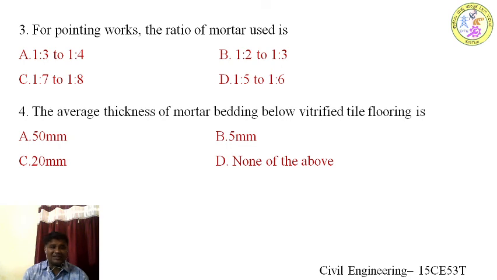The average thickness of mortar bedding below vitrified tile flooring is... The answer is option C, 20 mm. At least we need to maintain a minimum of 15 mm to 20 mm all around the flooring for the bedding, to stick the tiles to the bed.